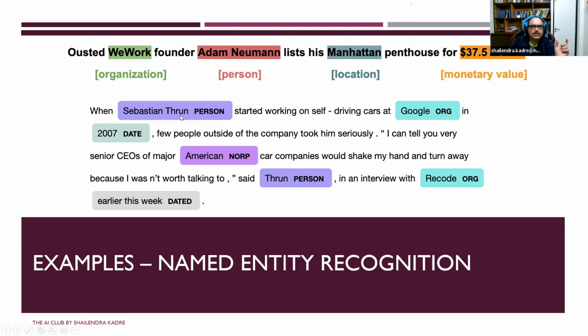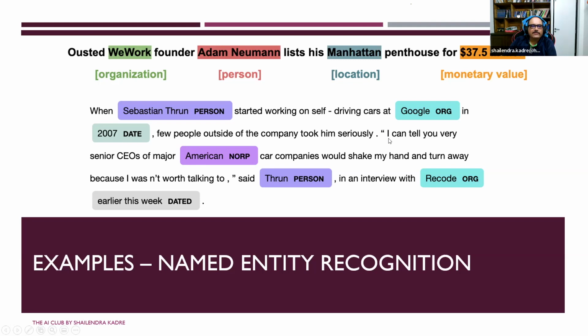Sebastian Thrun started working on self-driving cars at Google in 2007. Very few people outside the organization took him very seriously. Like it happens now, anything very new, a very radical concept, people will not take you seriously. So the same thing happened with Mr. Sebastian also, when he started working on self-driving cars inside Google.